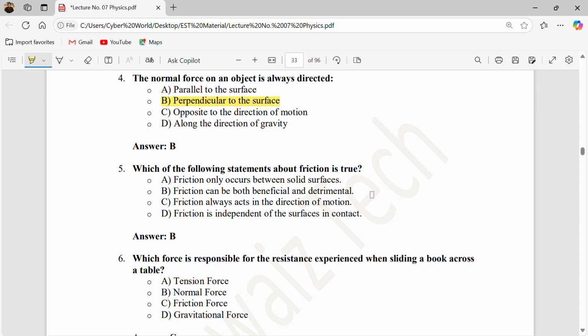So what is the concept of this? We walk on the road due to friction, so this is a beneficial advantage, and we write on paper due to friction. If there were no friction between paper and pen, we would not be able to write on paper.